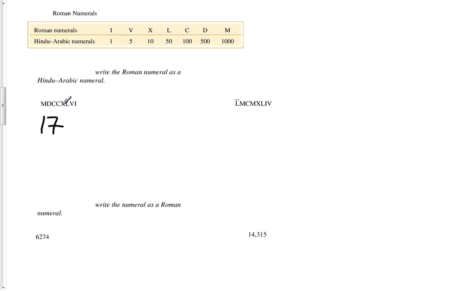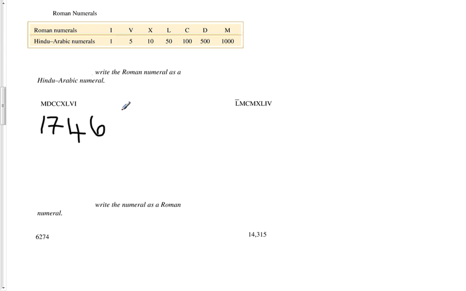Now moving along, I have an X and an L. Now X has a smaller value than L. So when I see the X in front of the L, instead of adding the value X and L to make 60, I'm going to subtract the values of X and L, which is 50 minus 10 to make 40. So this XL represents 40. And then VI is 5 and 1, which is 6. So this Roman numeral is 1746.